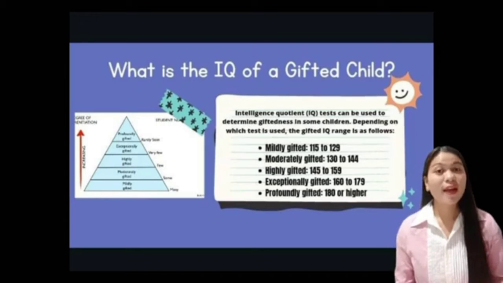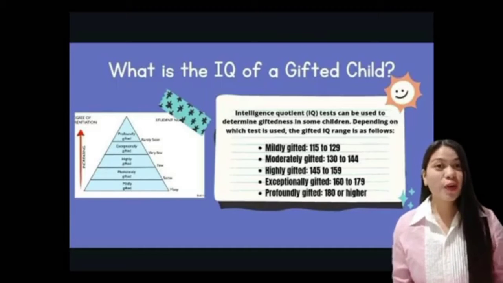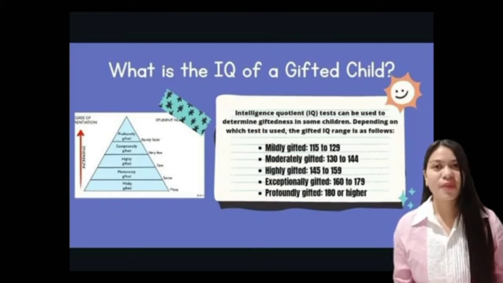So the fourth one, the exceptionally gifted. Exceptionally and profoundly gifted are children whose capacity to learn is significantly advanced even beyond the average for the intellectually gifted. These children are extremely intelligent. Their capacity to learn is enormous. And the last IQ range is profoundly gifted with the IQ range of 180 or higher.